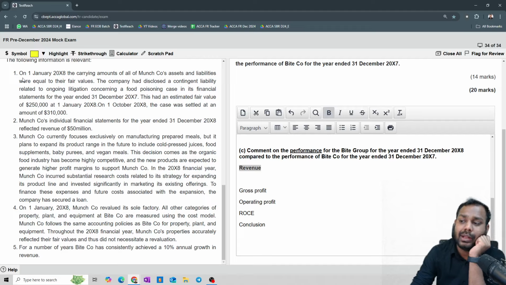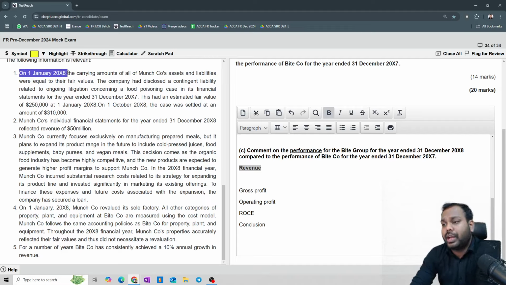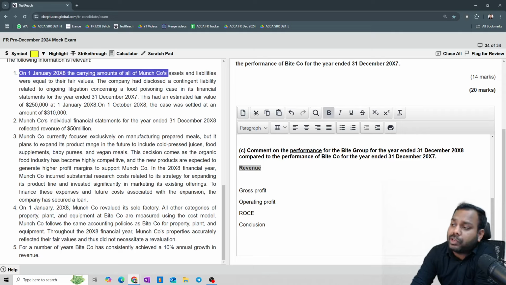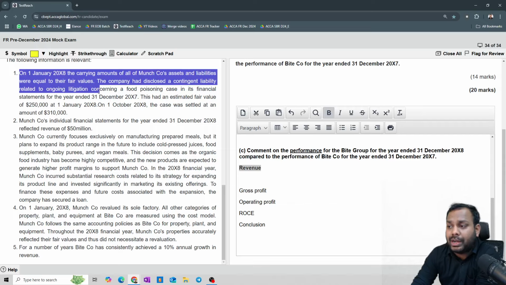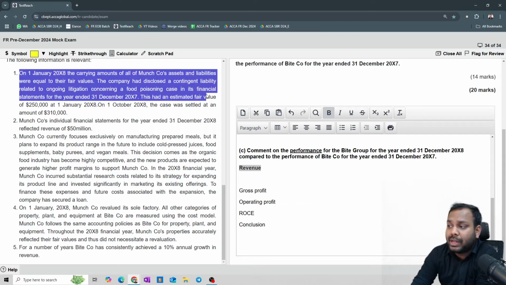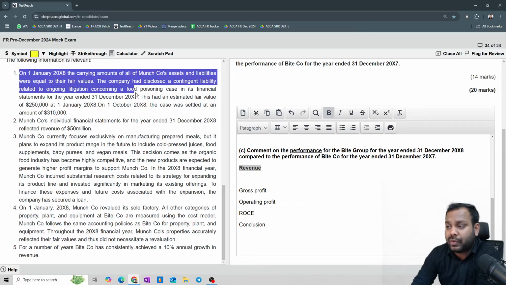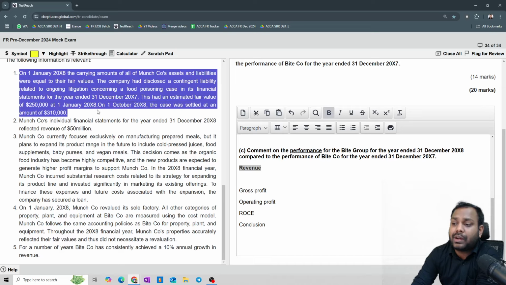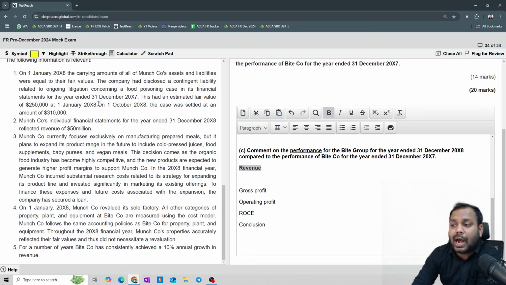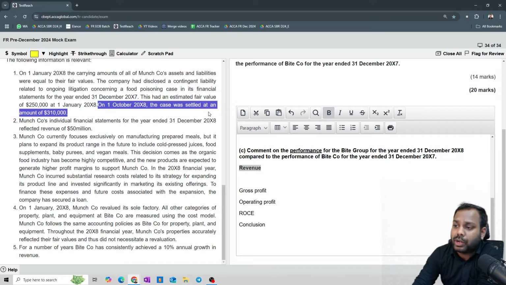Okay, so now we will read the entire scenario. On 1st January 20x8, the carrying amount of all of the Munch company's assets and liabilities were equal to the fair values. The company had disclosed a contingent liability related to the ongoing litigation concerning a food poisoning case in the financial statements for the year ended 31st December 2007. This had an estimated fair value on date of acquisition. On 1st October 2008, the case was settled for 250,000. So during the year, I have paid an amount for settlement of the litigation.